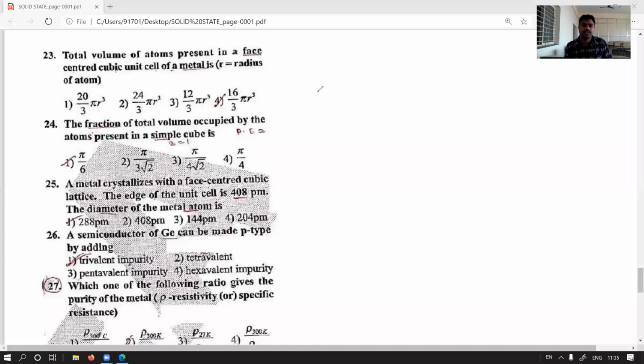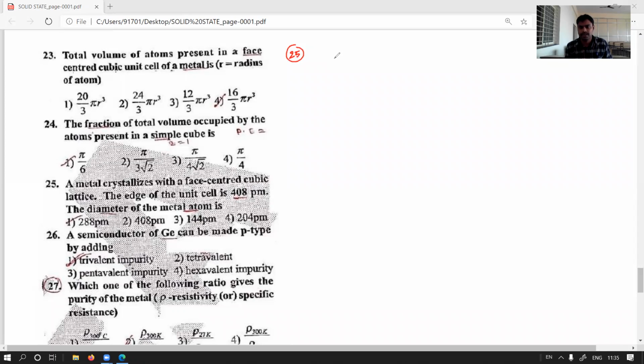Okay, let's see that 24. In the 24th question, what they asked, ma? Sorry, 24th is over. Next, 25th. 25th question, a metal crystallizes in face-centered cubic lattice. The edge length of the unit cell is 408 picometers. The diameter of the metal they asked.